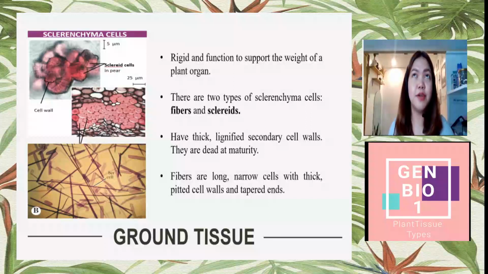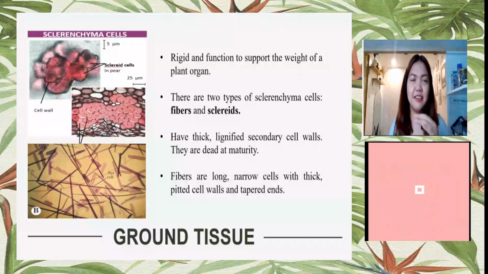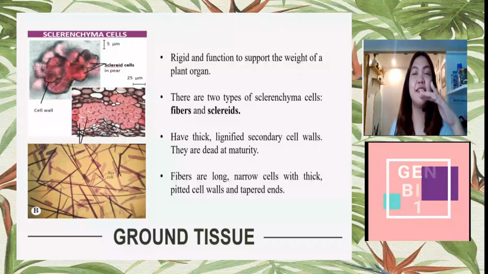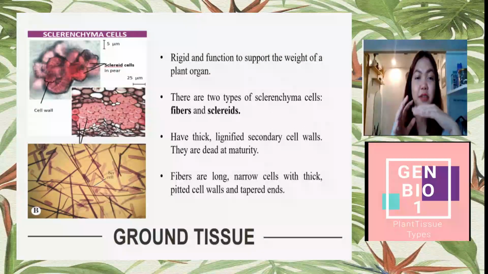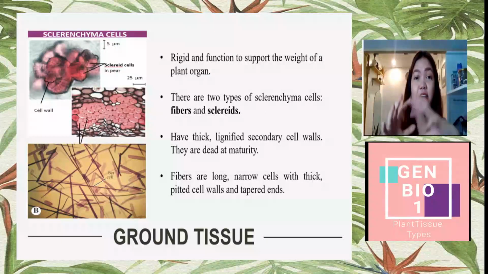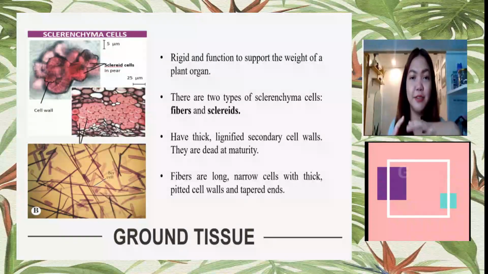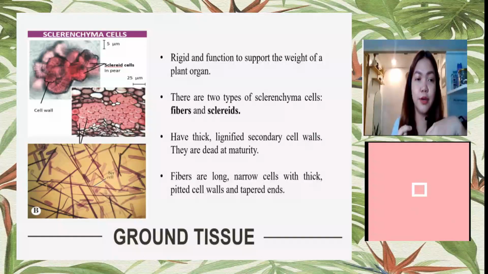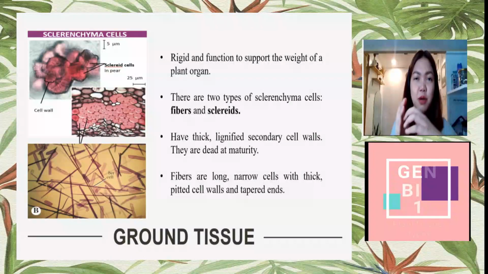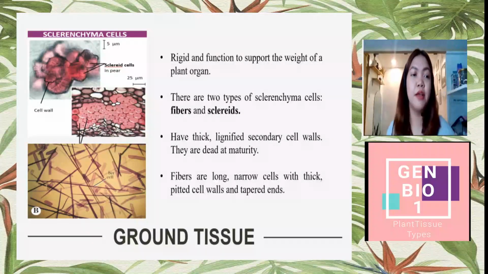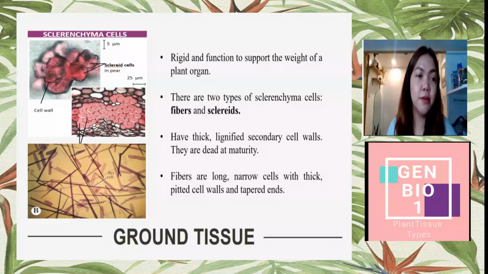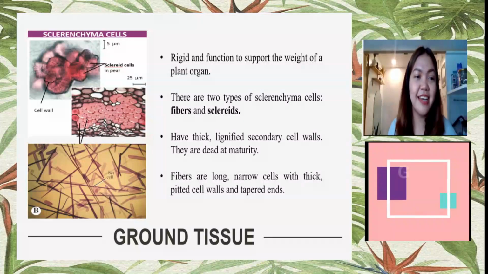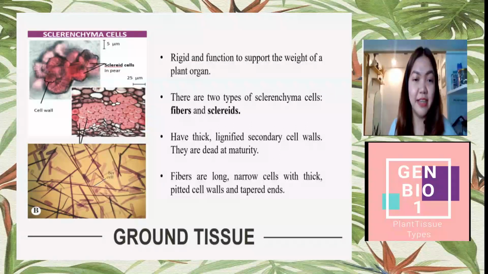So if we're going to rate it, your parenchyma cells, they are for metabolism lang talaga. So they have thin walls. Parang hindi naman sila ganun ka-strong kasi their purpose is for the metabolism and photosynthesis. So your collenchyma naman, they are a bit strong but it will never be stronger compared to your sclerenchyma cells kasi they are stone-like, yung sclerenchyma cells nyo.